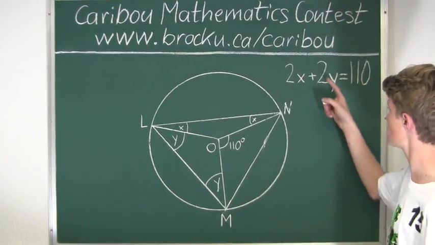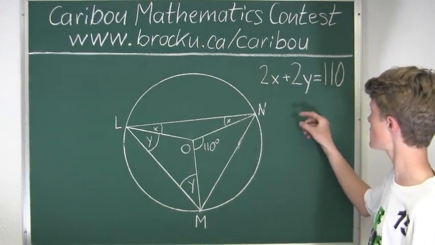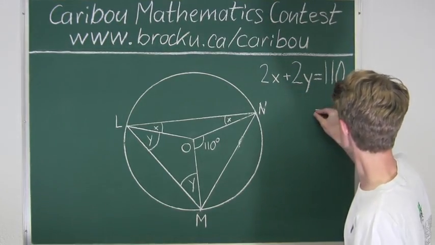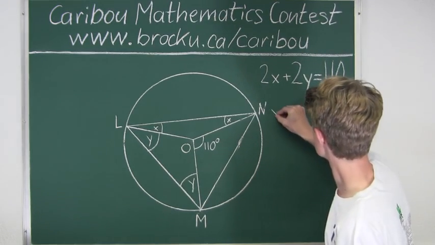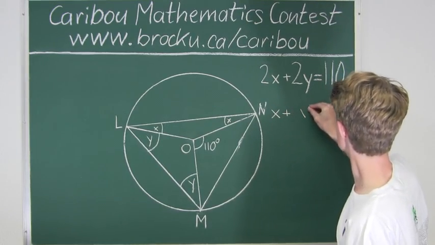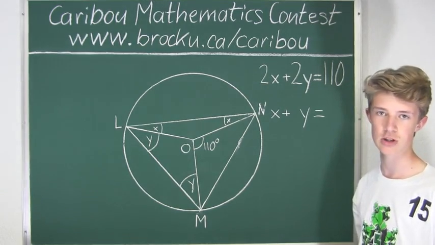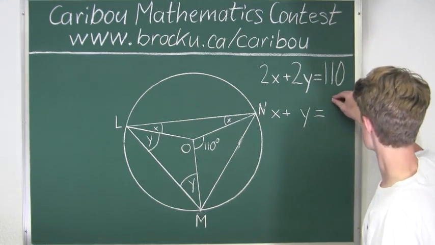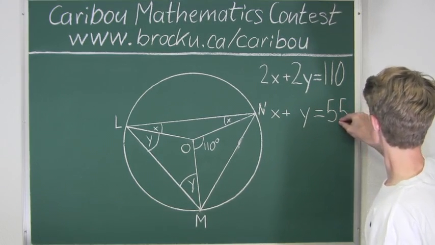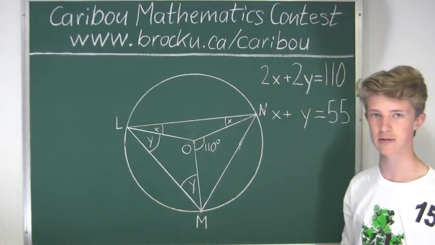So now we just need to divide both sides of the equation by 2. On the left side we would have x plus y. And then we would have 110 divided by 2, which is 55. So we know that angle MLN is 55 degrees.